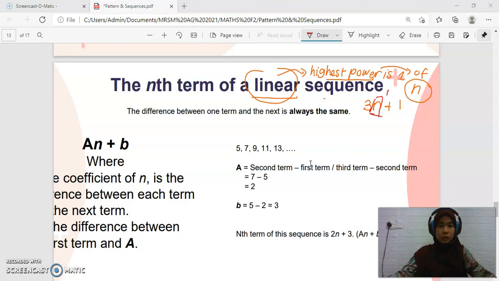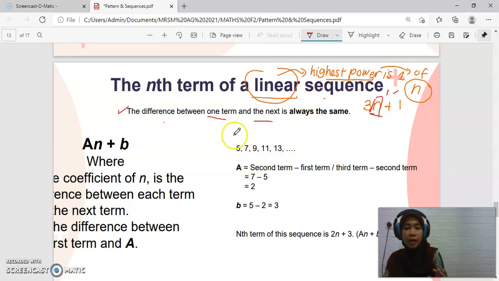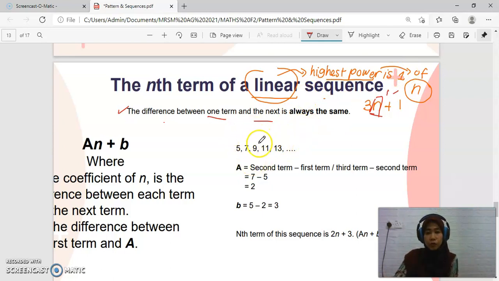Okay, untuk dekat sini ialah linear sequence. Okay, the highest power is 1 tadi. So macam mana kita nak recognize whether that is linear sequence or not? The point is the difference between one term and the next is always the same. Maknanya uniform. Sama je dia punya perbezaan untuk each term tu. So bila dia sama, automatically dia ialah linear sequence.